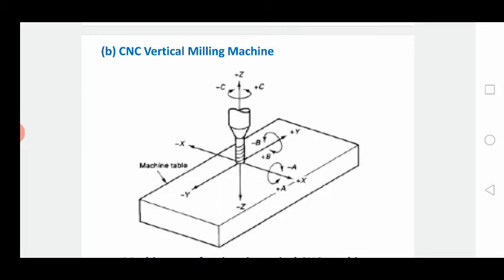And for rotary motion, if we want tilting with respect to the y axis, we have b plus or minus, with respect to the x axis a plus or minus, and with respect to the z axis it is c plus or minus. Those are the rotary motions. Like this we define the axes in the CNC vertical milling machine.